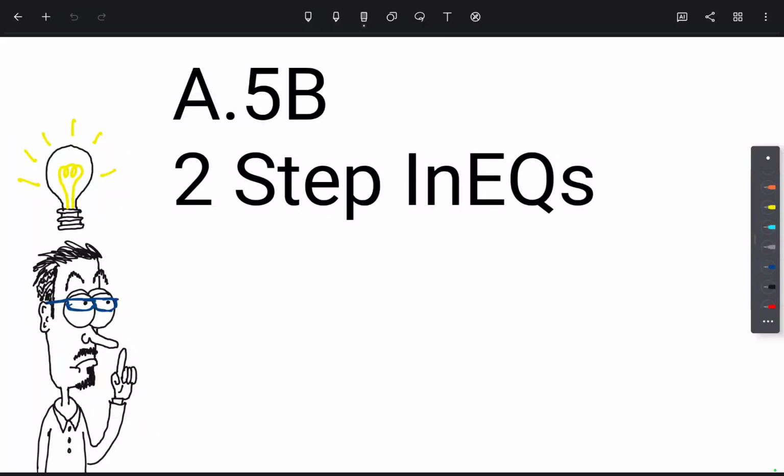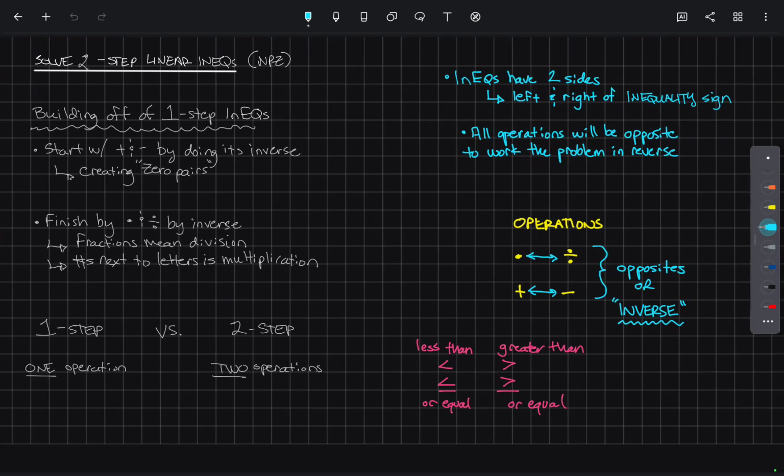Two-step inequalities. You're going to notice yet again, two-step inequalities are going to look very similar to two-step equations. Again, the only difference and the thing that you need to remember is anytime you're multiplying or dividing by a negative, you're going to flip the inequality sign. So you can see all the notes look exactly the same.